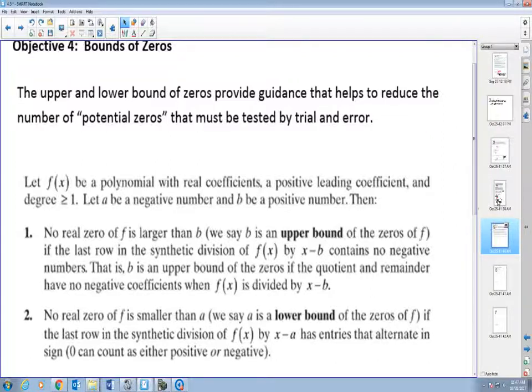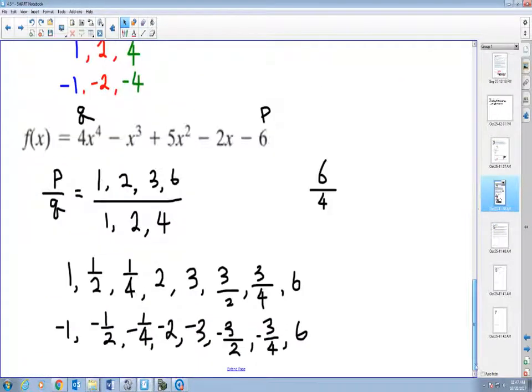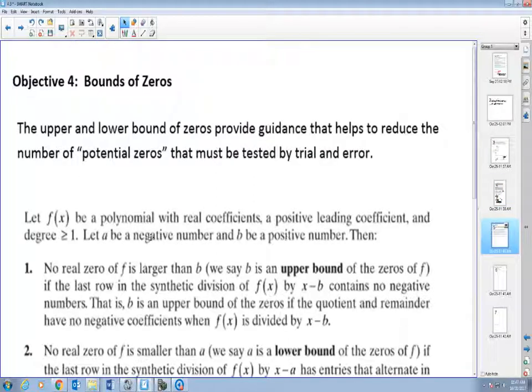Last time when we did the P over Q thing, in this particular example, without a graphing calculator, which one of these are my real zeros? What people did back in the day is use synthetic division on every single one of these. 1, 2, 3, 4, 5, 6, 7, 8. There are 16. It's just not practical to test all 16 of them. So one way to help reduce the number of potential zeros that you try out is by upper and lower bounds.